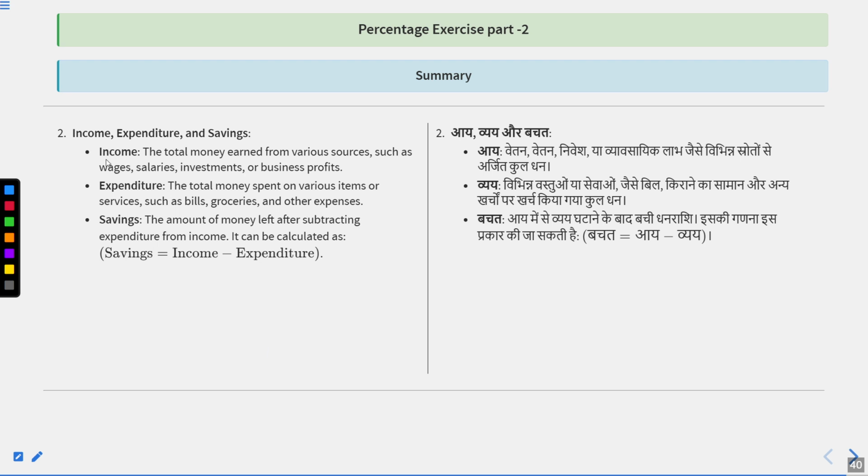These are the important things. What is income? The total money earned from various sources such as wages, salary, investment, or business profit. What is expenditure? The total money spent on various items or services such as bills, groceries, and other expenses. Saving is the amount of money left after subtracting expenditure from income. It can be concluded as saving equals income minus expenditure.